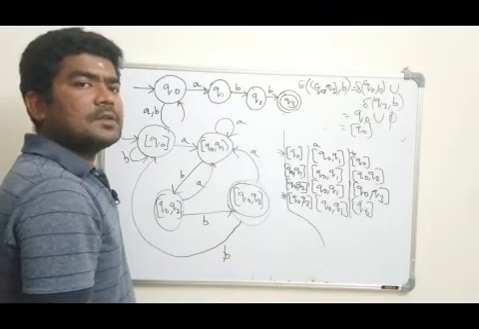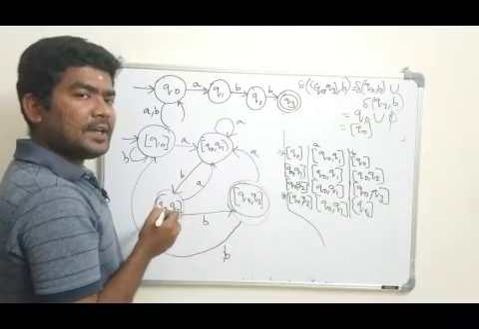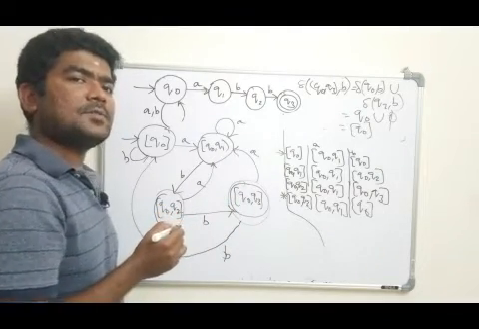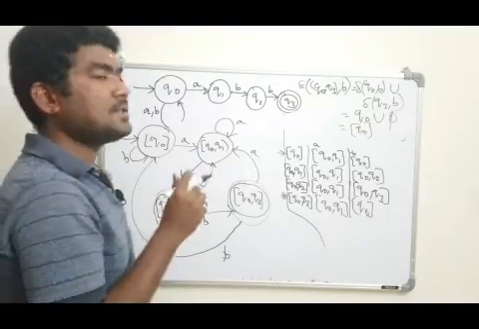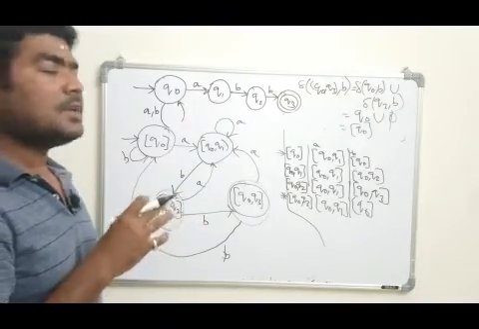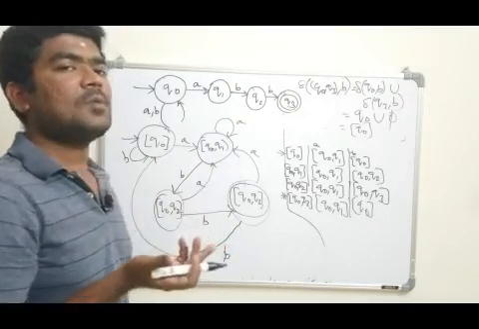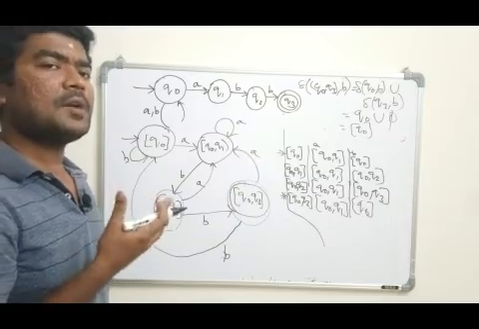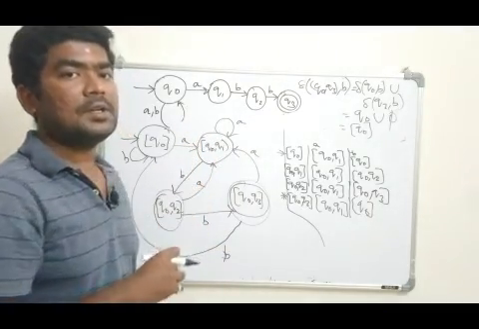So have you understood? This is the NFA to DFA conversion. Next class we will see one more component of NFA, the epsilon NFA, and how we are going to convert that epsilon NFA to a normal NFA. Okay, so thank you.